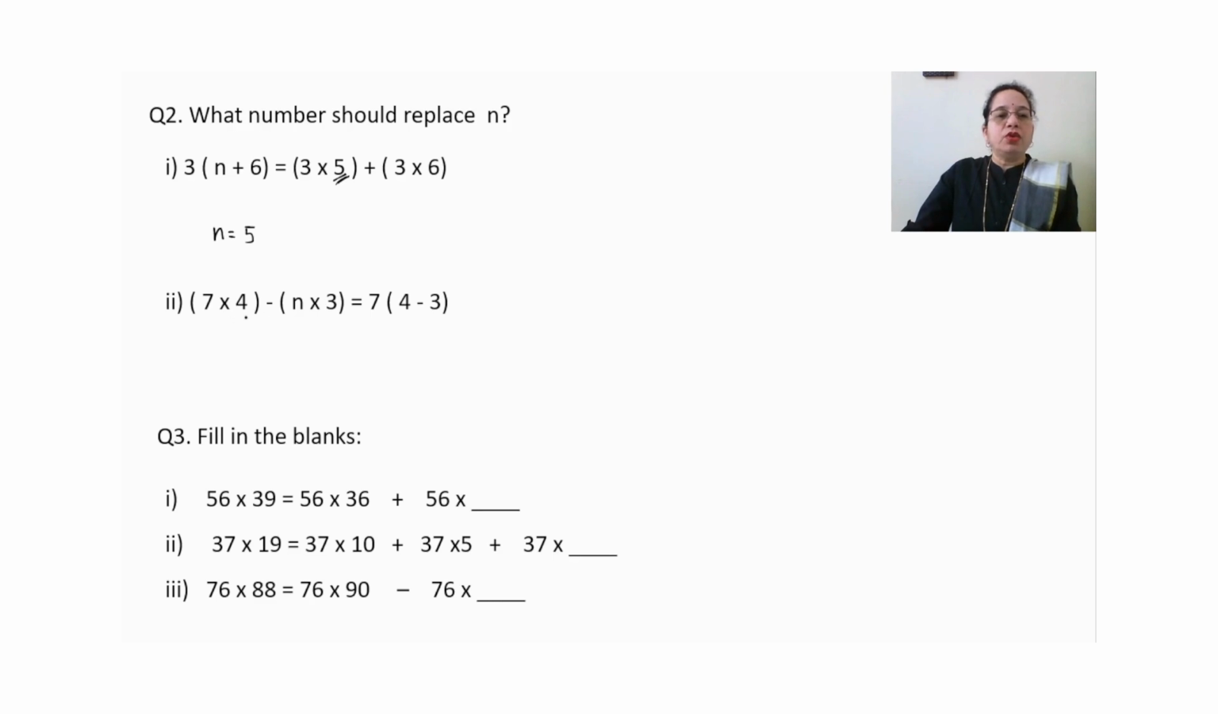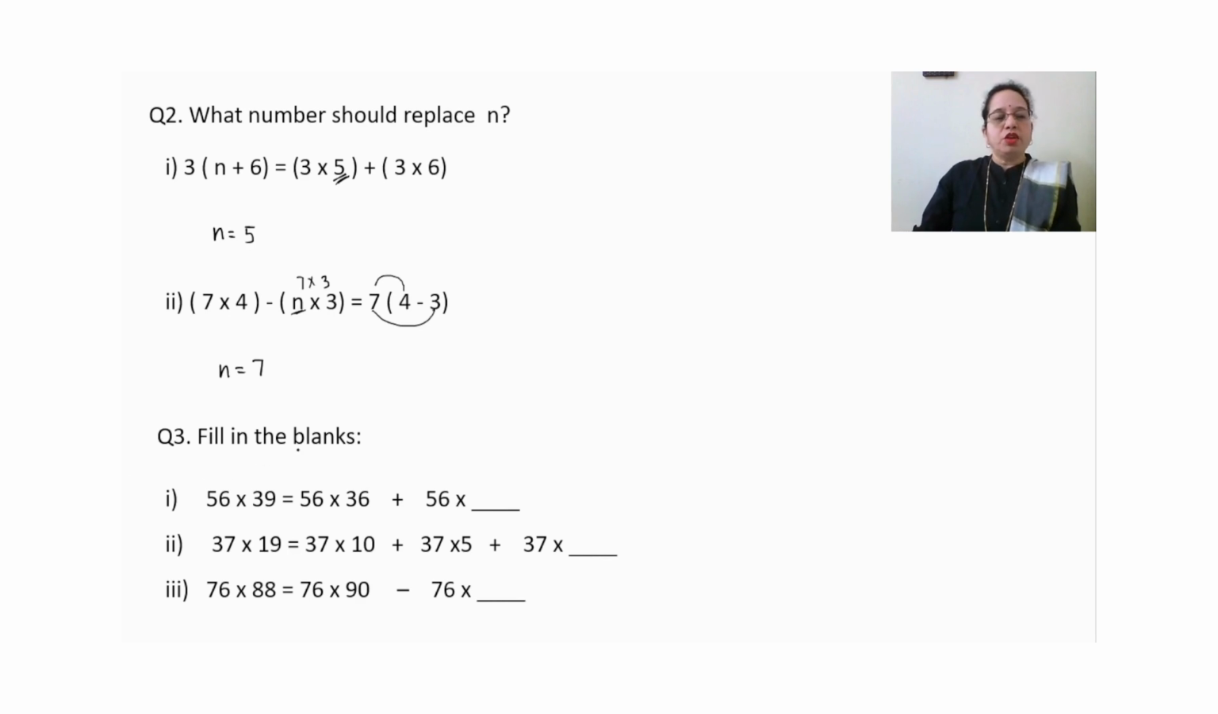In the second part also you need to find the value of n. 7 in brackets 4 minus 3. How will we use this? 7 multiplied by 4 minus 7 multiplied by 3. What does it mean? What should be the value of n? It should be 7, then only you will get 7 multiplied by 3. So n is equal to 7.